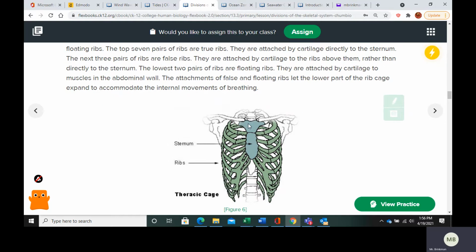The top 7 are true ribs. Those are connected directly to the sternum. The next 3 pairs of ribs are false ribs. They are attached by cartilage to the ribs above them. So those are these. And then the lowest 2 pairs are floating ribs. They're attached by cartilage to muscles in the abdominal wall.